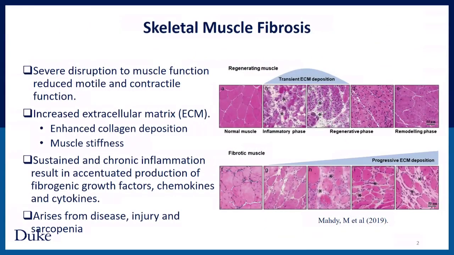Just a little bit of background about skeletal muscle fibrosis. It's a severe disruption to muscle function, including the motile and contractile function of the muscles, and it increases the extracellular matrix, including enhanced collagen deposition, which also increases muscle stiffness. The cause of disease could be sustained, chronic inflammation, which results in accumulation of fibrogenic growth factors, chemokines, and cytokines. It could also arise from disease, injuries, and sarcopenia.